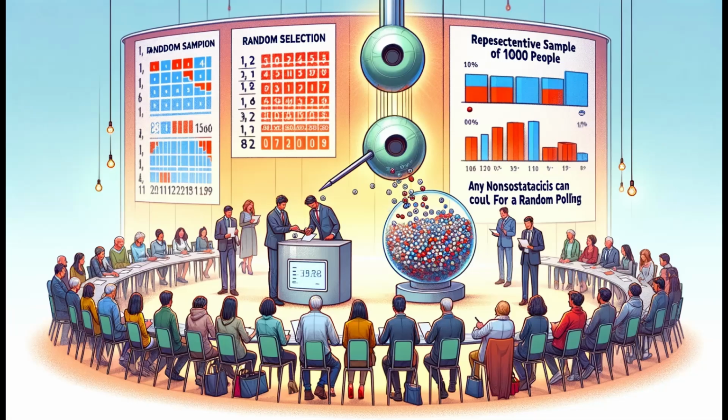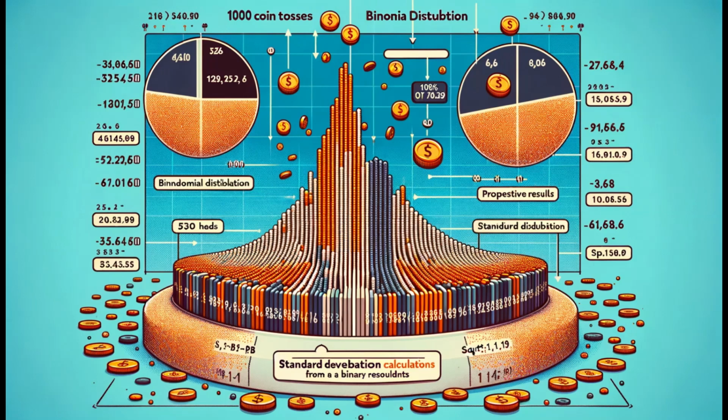This means that, based on this sample, there is a 95% probability that the actual support lies between 50% and 56%, where 50 equals 53 minus 3, and 56 equals 53 plus 3. You might wonder where the 95% confidence level comes from and what exactly is meant by a margin of error of plus or minus 3%.